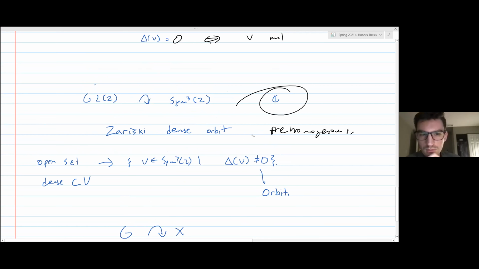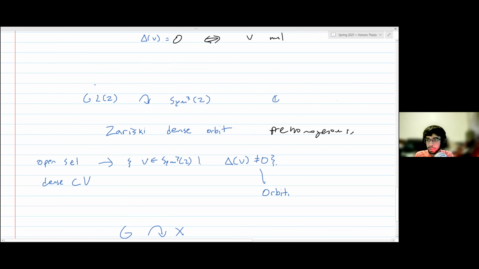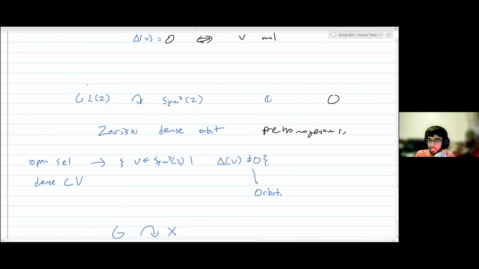And so I was looking at orbits over C, but if I look at orbits inside of this dense orbit over Q, so I look at the rational points and then the rational orbits, those parameterize the cubic number fields over Q. So that's pretty cool, I think.